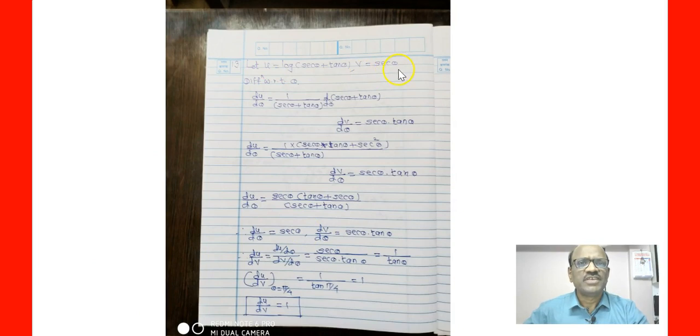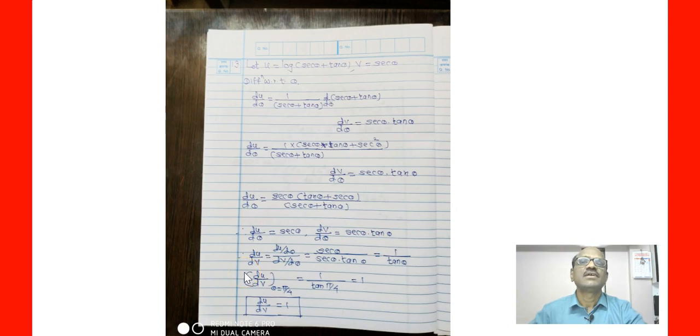Let u is equal to, v is equal to, differentiation with respect to theta: 1 upon (sec theta plus tan theta) into d by d theta of (sec theta plus tan theta), and again the derivative dv by d theta is sec theta into tan theta, and their ratios. Now what is happening here? Take sec theta common, then in the bracket you will get sec theta plus tan theta, and sec theta plus tan theta get cancelled here. Then you will get du upon d theta is sec theta and dv upon d theta is sec theta into tan theta.